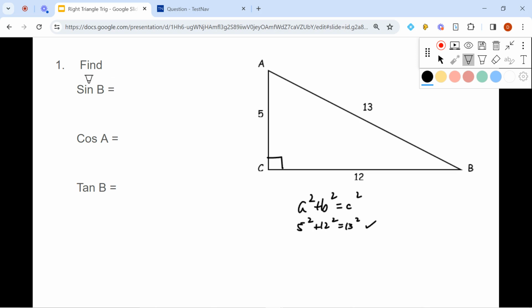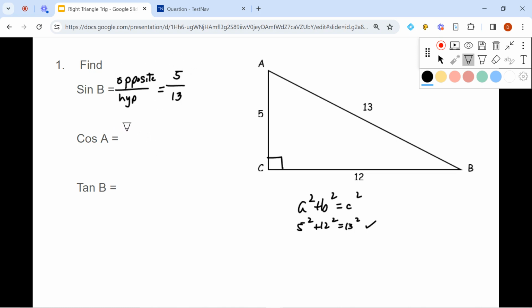But what we want to do is find the sine. This is the abbreviation for sine, S-I-N. So the sine is the opposite side divided by the hypotenuse. From angle B over here, the opposite side is across from it. That's 5, over the hypotenuse, which is across from the right angle, that's 13. So the ratio for sine of B is 5 over 13.